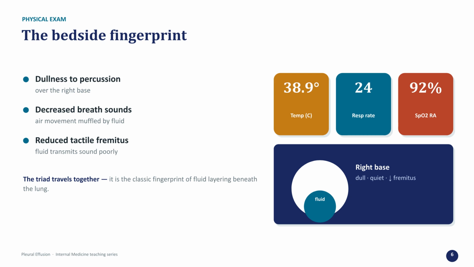On physical exam, he is febrile and tachypneic. Over the right lung base, we find the classic triad: dullness to percussion, decreased breath sounds, and reduced tactile fremitus. This pattern is the hallmark of fluid layering within the pleural space.